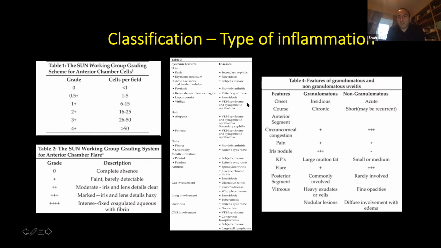Apart from that, the other thing is, well, decide whether it's granulomatous or non-granulomatous. Again, granulomatous inflammation is typified by presence of mutton fat KPs on the endothelium, and you can't really miss those. And often that means that there is some sort of systemic association when the condition is granulomatous.